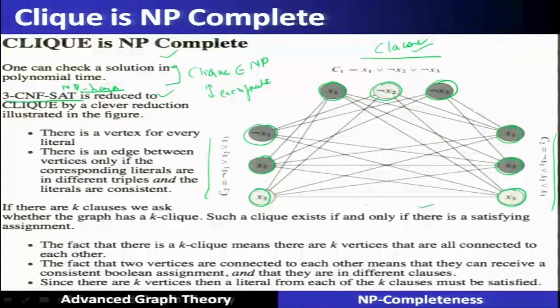This graph we obtain. Now, in this graph we will see that the solution to this particular Boolean formula exists if we basically select one literal from each particular clause and assign the truth value 1.